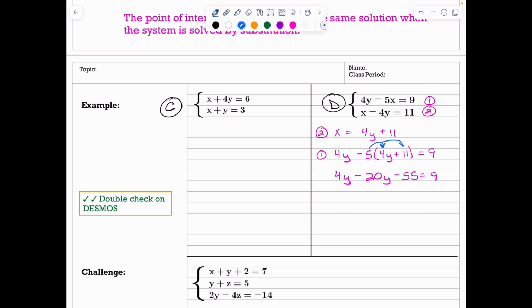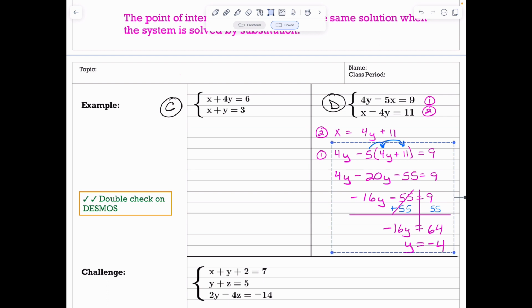Like that. Combine like terms. Okay, combine those. So 4 and negative 20, that's negative 16. Then I'm going to add the 55 to both sides. I'm writing pretty big. You may not want to write so big because we're about to run out of room here. That's going to equal 64. Divide both sides by negative 16. And you get y is equal to negative 4.